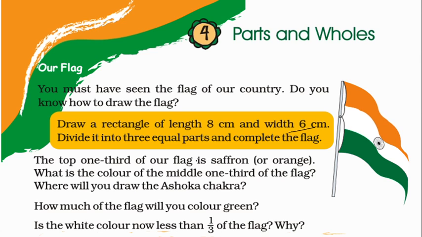The top 1/3 of the flag is saffron or orange. What is the color of the middle 1/3 of the flag? And where will you draw the Ashoka Chakra? How much of the flag do you color green? Is the white color now less than 1/3 of the flag? Why? Now we will see how we solve these kinds of questions.